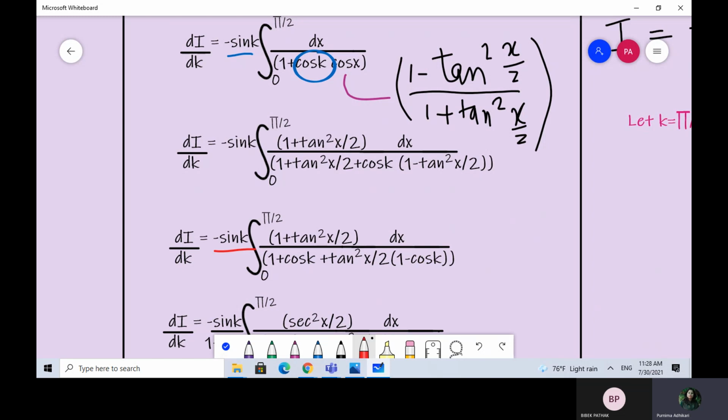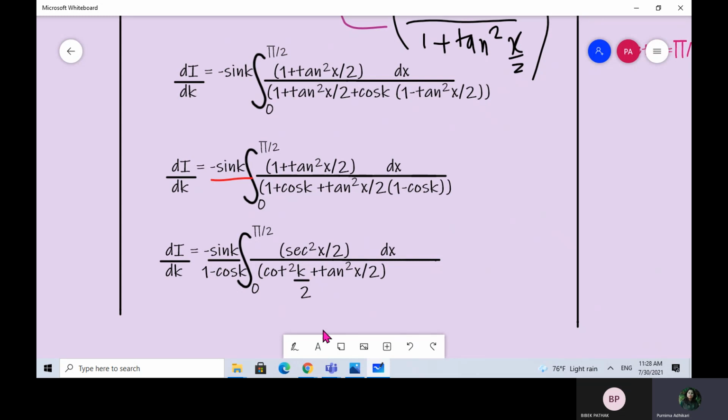Yes, not tan, cot. Cos is on top, right? So you will get cot square k by 2. Similarly, sin k over 1 minus cos k will give you, evaluate this. Yes, exactly, cot k by 2. So in the next step, cot k by 2 comes.